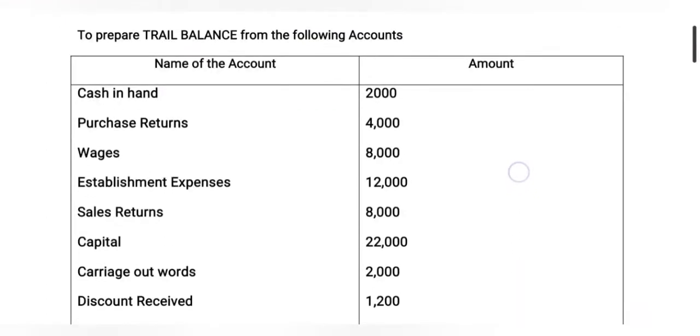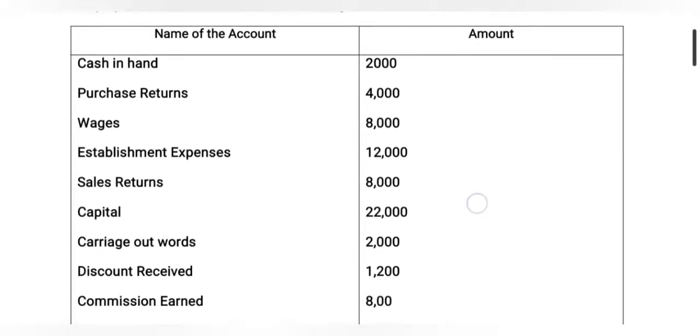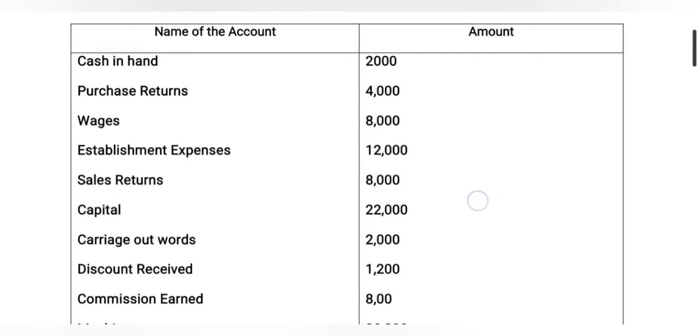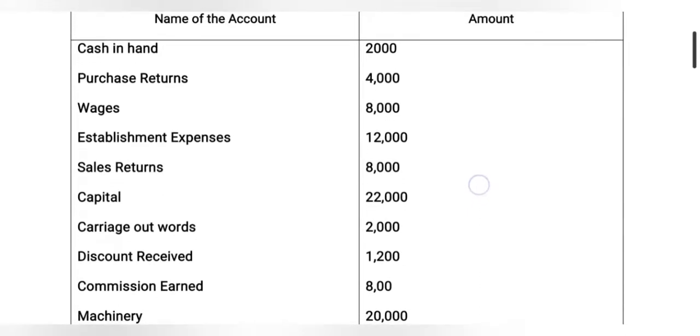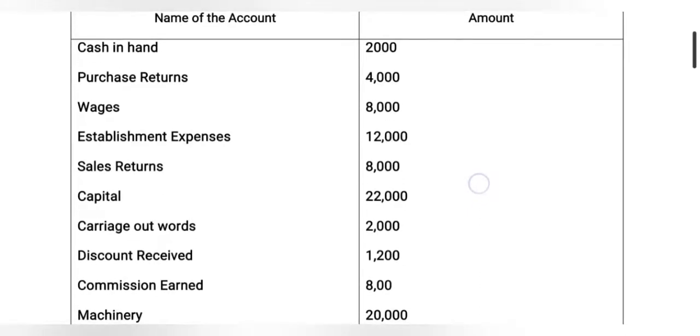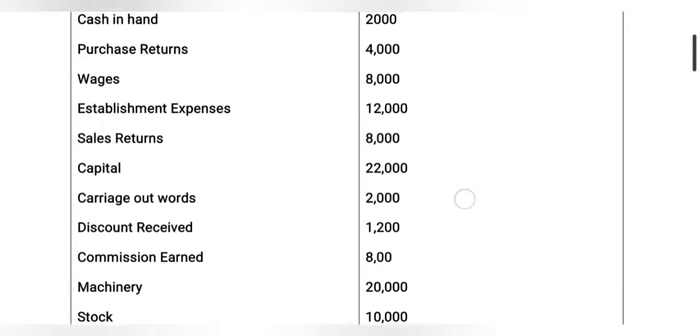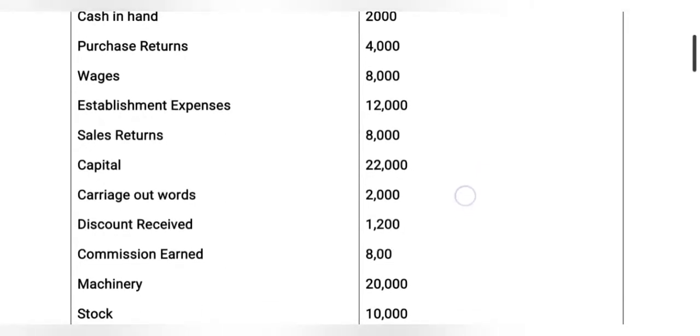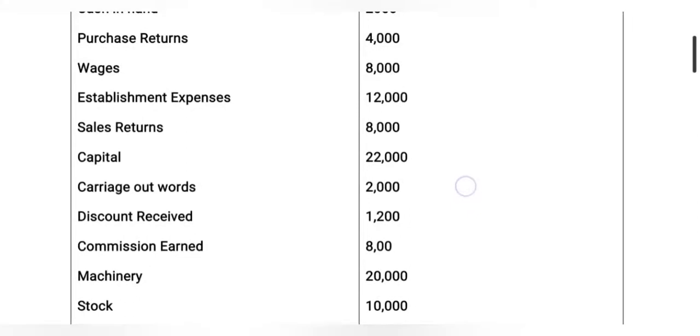Purchase returns is related to the credit side of the trial balance. Wages is an expenditure. It is the debit side of the trial balance. Establishment expenses is related to the expenses. It is the debit side of the trial balance. Sales returns is also one of the expenses of the trial balance. That's the reason it is also the debit side of the trial balance.